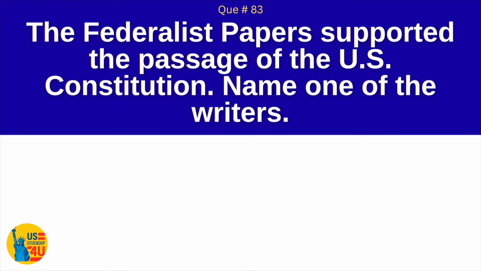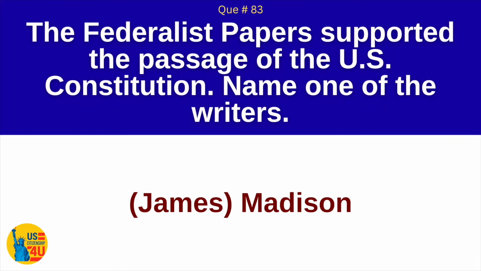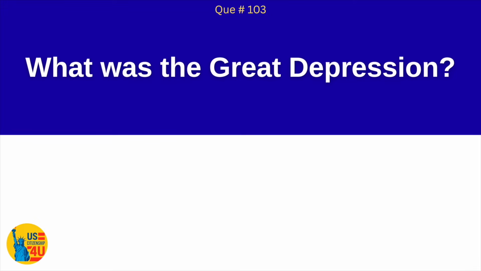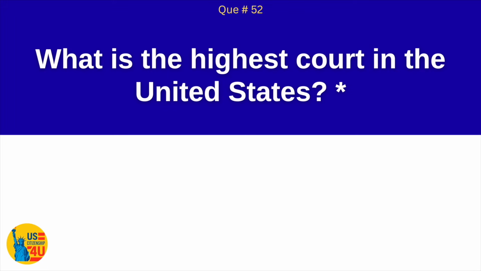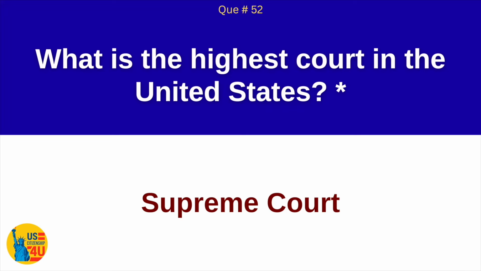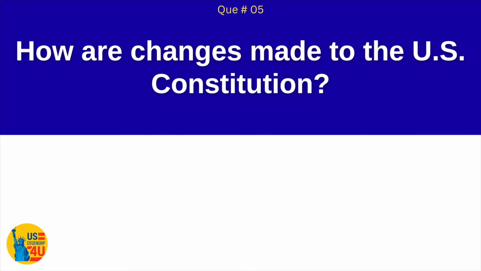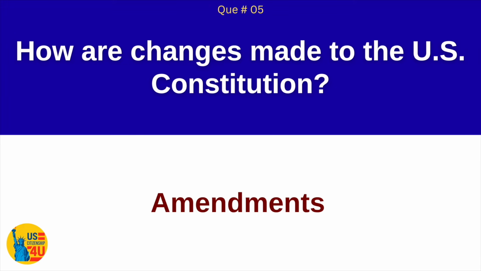The Federalist Papers supported the passage of the U.S. Constitution. Name one of the writers. James Madison. What was the Great Depression? Longest economic recession in modern history. What is the highest court in the United States? Supreme Court. How are changes made to the U.S. Constitution? Amendments.